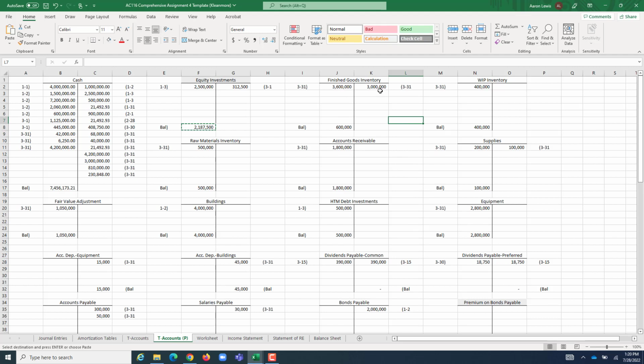And does it make sense? Yep. Finished goods inventory should have a debit balance of $600,000. WIP inventory should have a balance of $400,000.